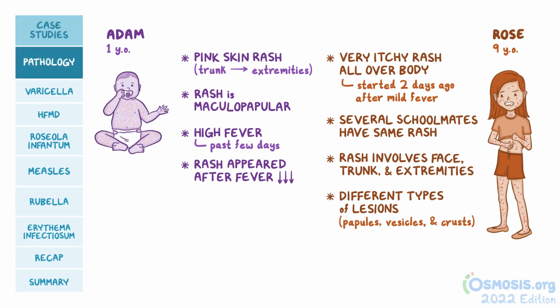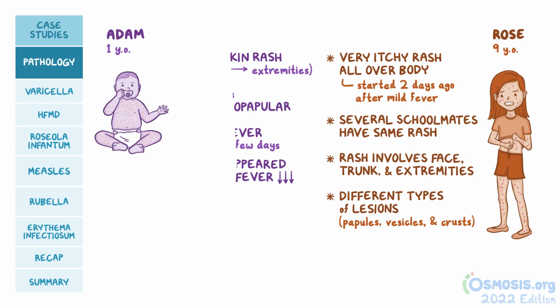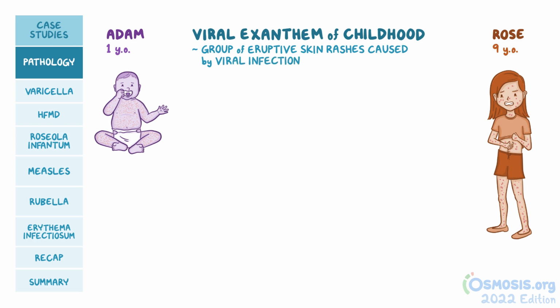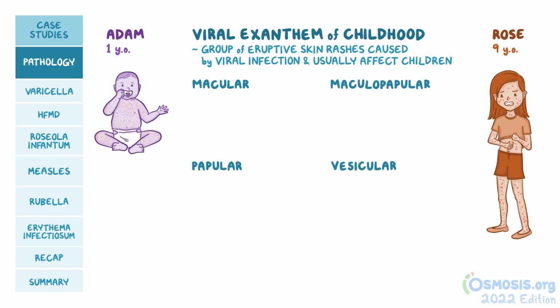Now, based on the initial presentation, both Adam and Rose seem to have a viral exanthem of childhood, which is a group of eruptive skin rashes caused by viral infection, and usually affect children. Generally, viral exanthems can be macular, papular, maculopapular, or vesicular.